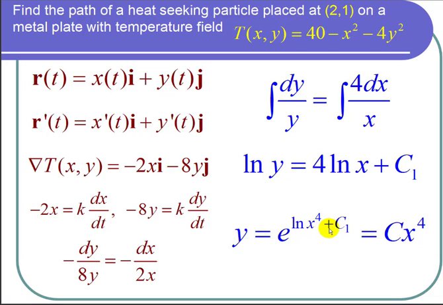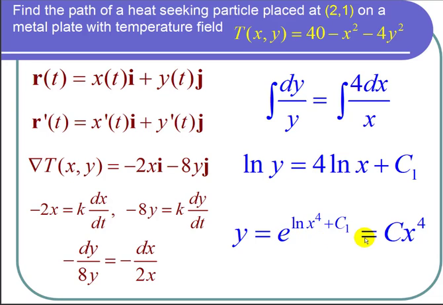Then I can break up this exponential and write it as e to the natural log of x to the 4th times e to the c1. c1 is a constant, so e to the c1 is also a constant, which I'll call c, and e to the natural log of x to the 4th is just x to the 4th. The e to the natural log canceled.